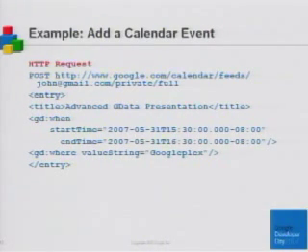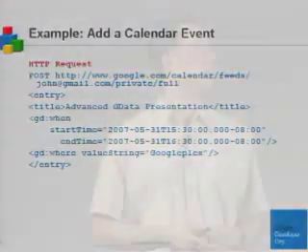I'm just showing you the HTTP protocol and how it works. So I'm making an HTTP request, and I'm pretending there's a user called John, whose email address is john@email.com, and I'm going to post something to their default calendar. And I'll have an entry with a title, Advanced GData Presentation, and John wants to attend this Advanced GData Presentation. And I'm going to put it in the Googleplex.